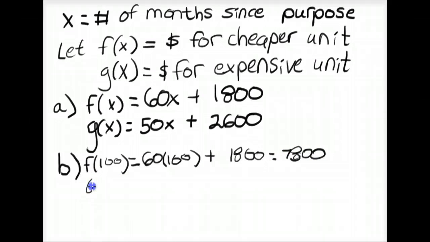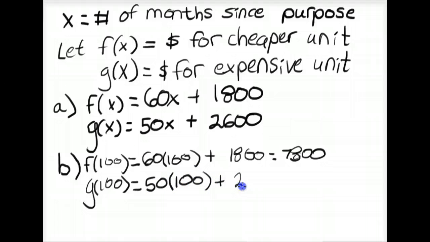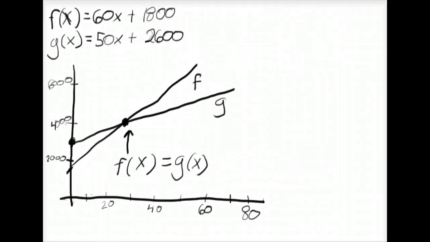And then for g of 100, we're just going to plug 100 in for the g of x equation. So it's going to be 50 times 100 plus 2600, which equals 7600. So this tells us that after 100 months, the more expensive unit ends up costing less money because it costs less money to maintain.